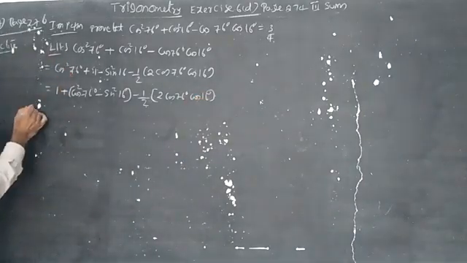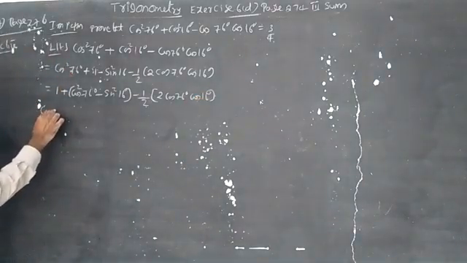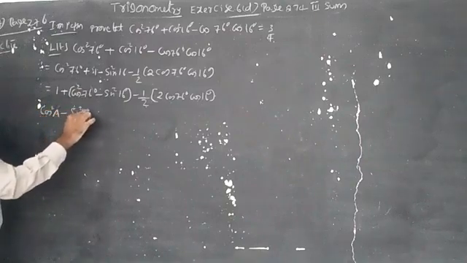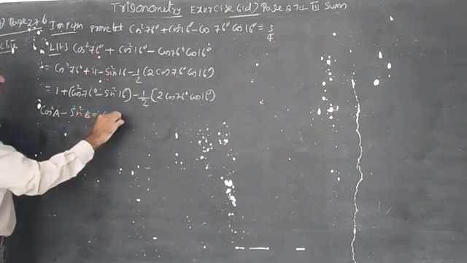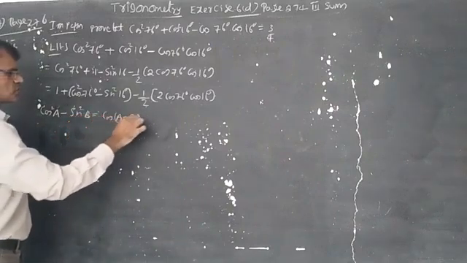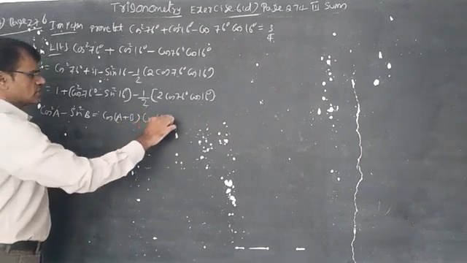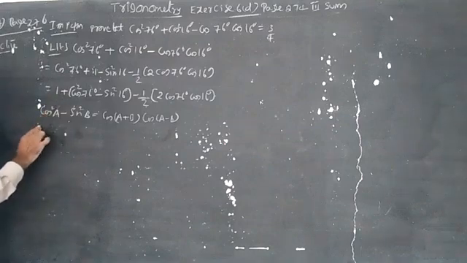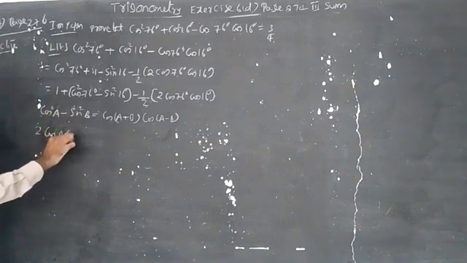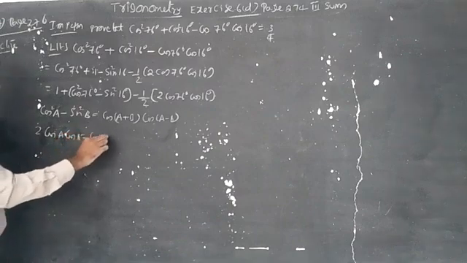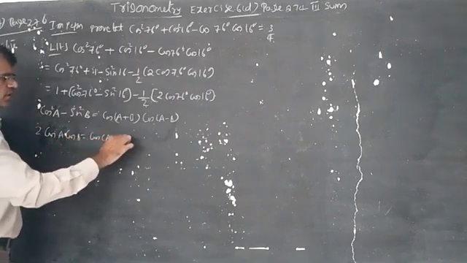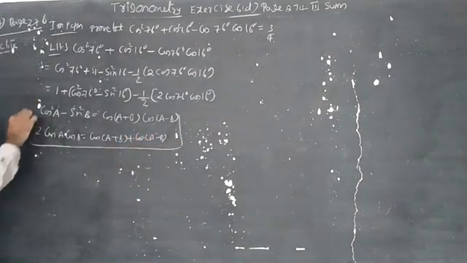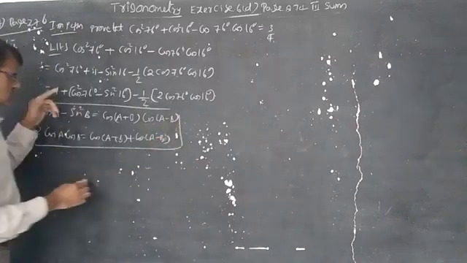Let us remember two formulae which are necessary for this concept. Formula 1: cos square A minus sin square B equals cos of (A plus B) into cos of (A minus B). Next one, 2 cos A cos B, which we have discussed today itself, equals cos of (A plus B) plus cos of (A minus B). These two formulae are necessary to discuss this sum.